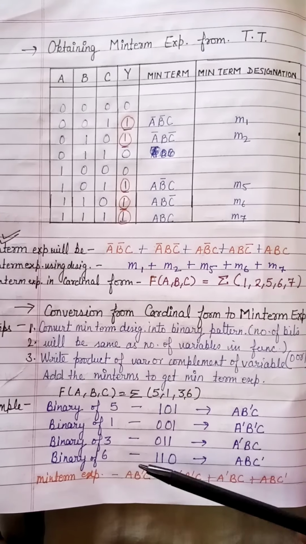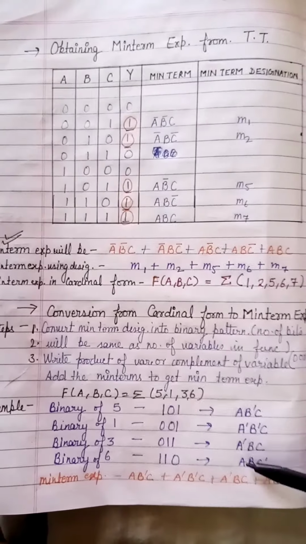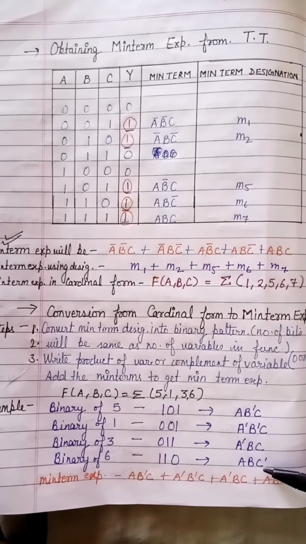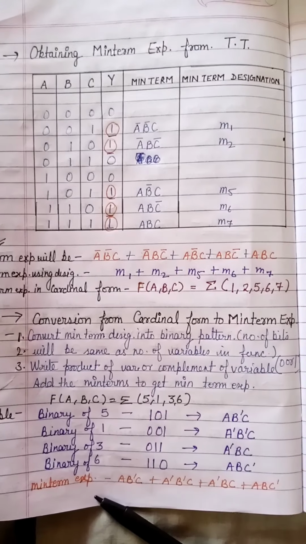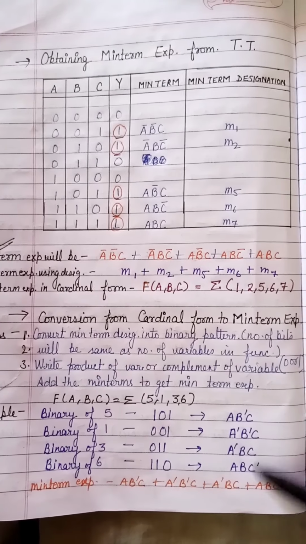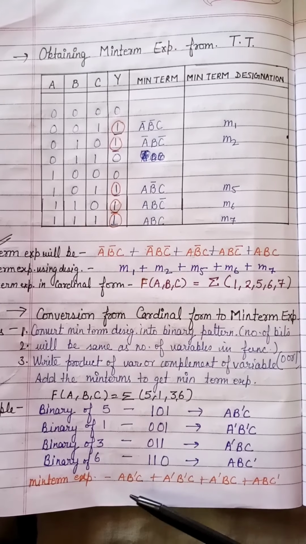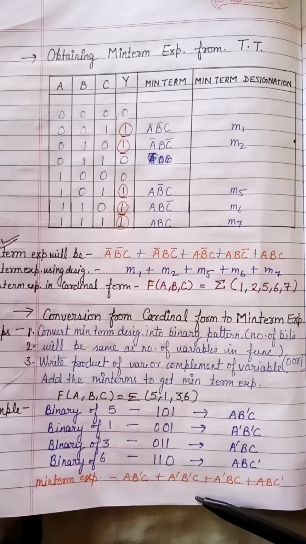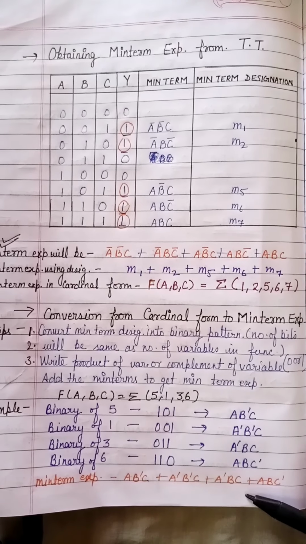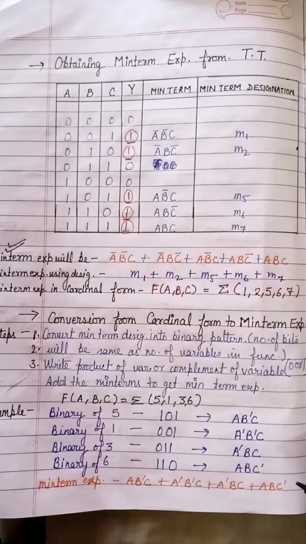Then binary of 6 will be 110. The corresponding minterm will be A B C'. And the minterm expression will be, you add all the minterms to get the minterm expression: A B' C plus A' B' C plus A' B C plus A B C'.